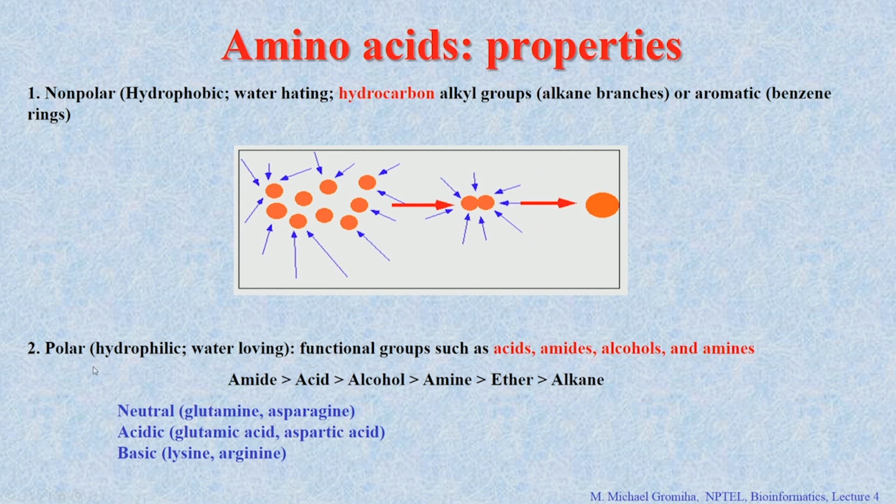Likewise, the polar amino acid residues, the hydrophilic residues, have different types of functional groups such as acids, amides, alcohols and amines. When you look into the polarity of these chemical groups, here I give the amino acid residues in increasing order of polarity: amides and acid, then alcohol, and amine is more than ether and alkane. So, there are 3 different types of amino acids. Some of them are neutral like glutamine and asparagine, acidic like glutamic acid and aspartic acid, and some are basic, lysine and arginine. So, these residues have a tendency to form various types of interactions.